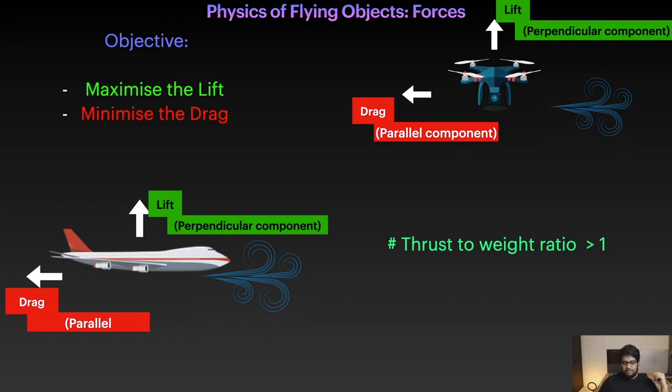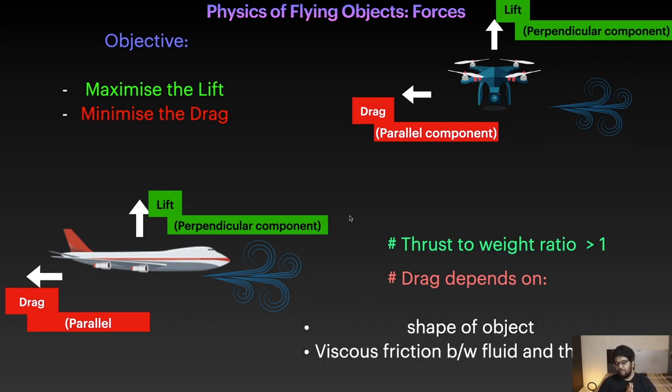The second thing which you can do is reduce the drag. As I mentioned, the objective is to minimize the drag, and to minimize the drag, we first need to learn on what different factors the drag depends. So drag depends on two factors. Number one is the shape of the object, and number two, the viscous force between the fluid and the body. We all know about viscosity, that is the viscous force in the fluid.